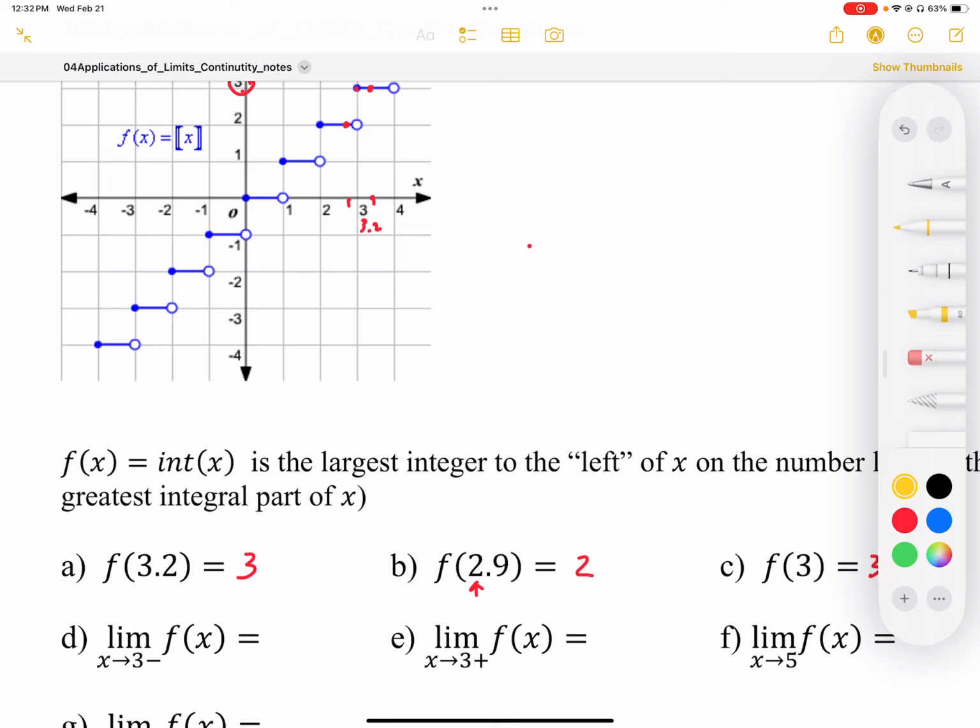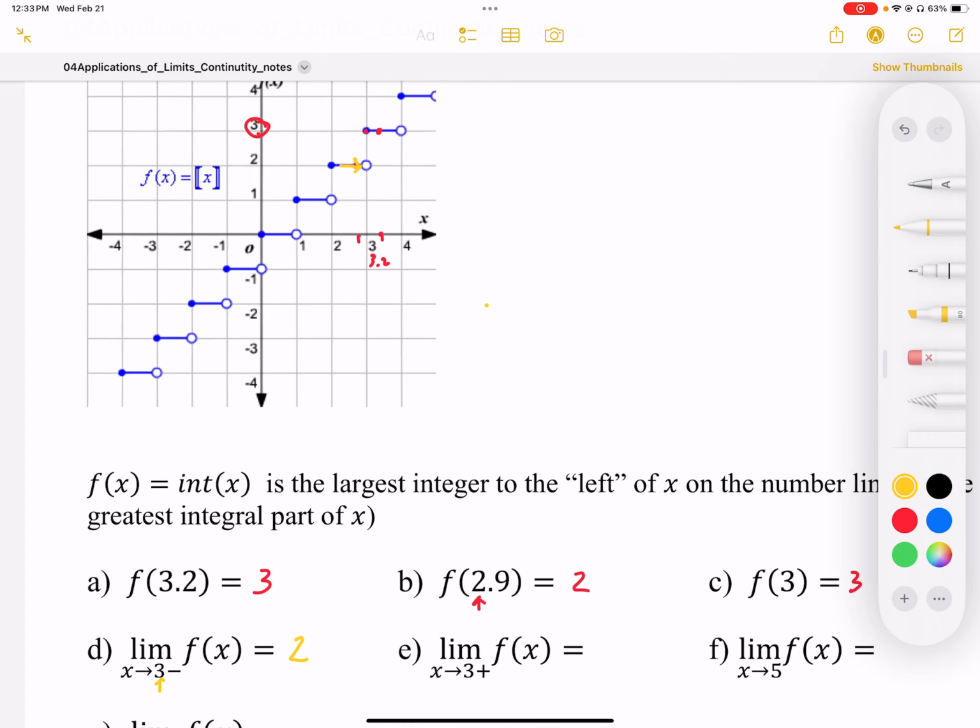How does this look in terms of limits when we apply limits to this? Because at the integer values we have a discontinuity, we have to approach it from the left or right-hand side. If we approach 3 from the left-hand side, the limit of that is going to be equal to 2, because from that side it is still going to be equal to 2. Until it actually hits the 3 value, it won't be equal to 3.